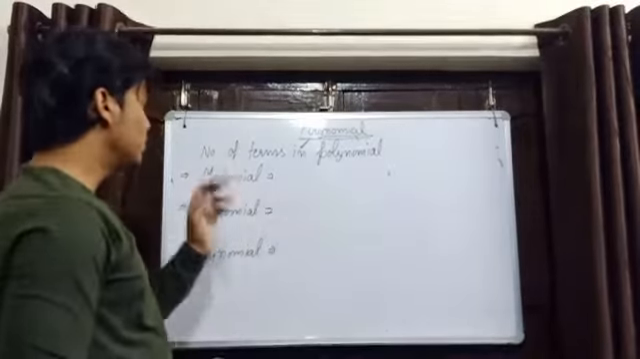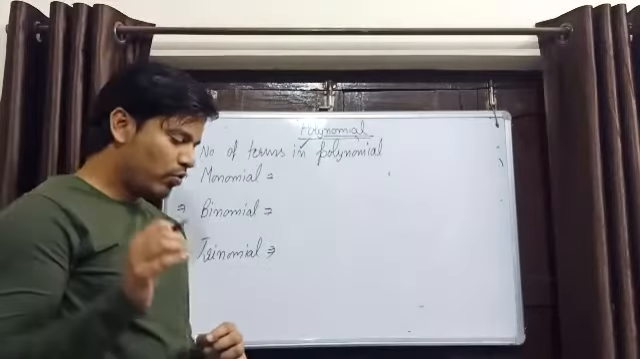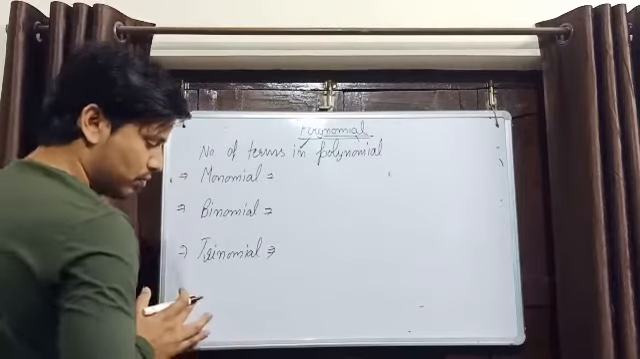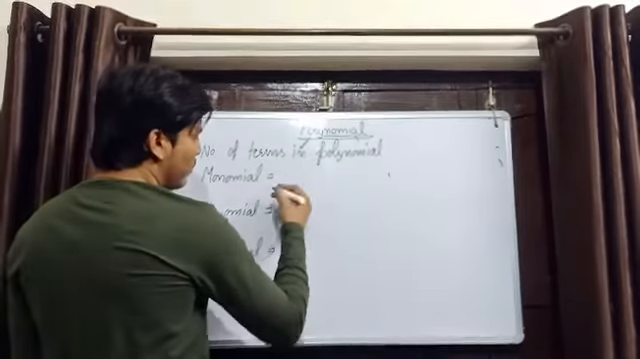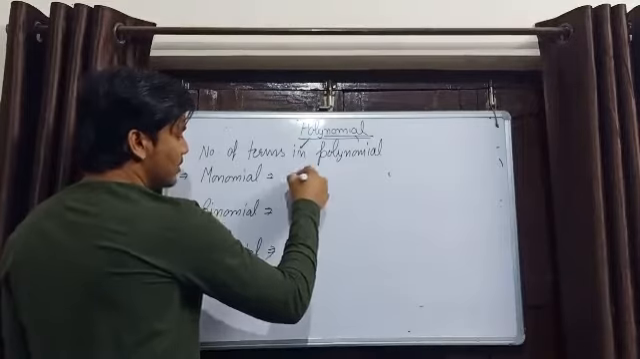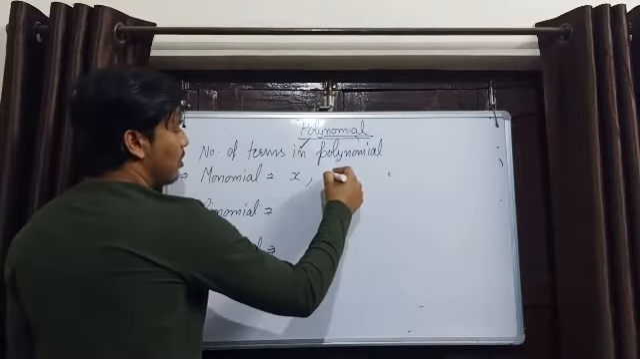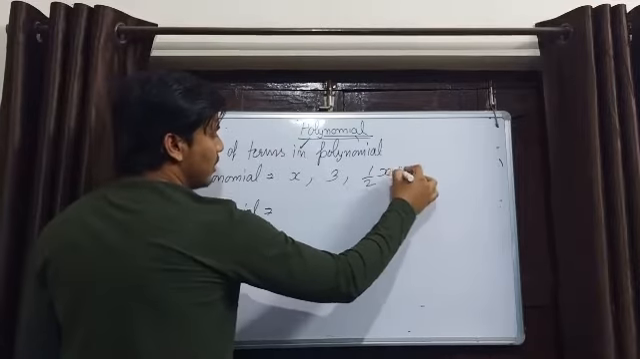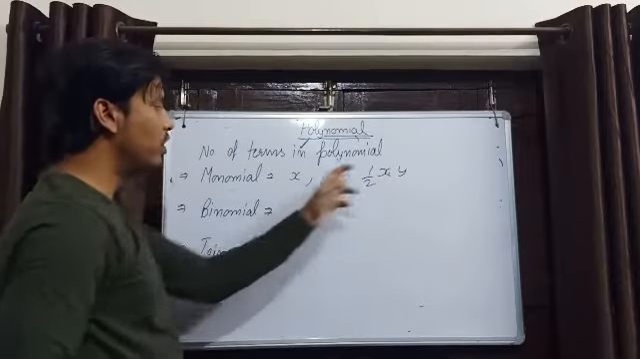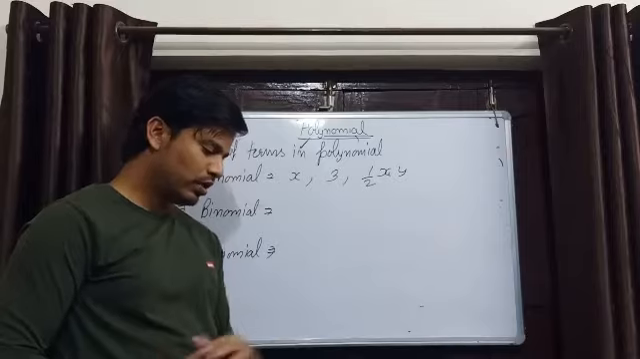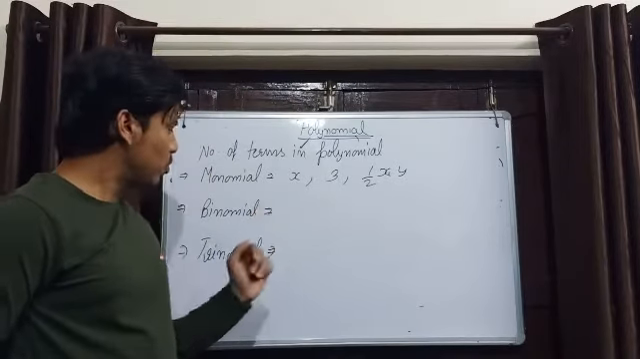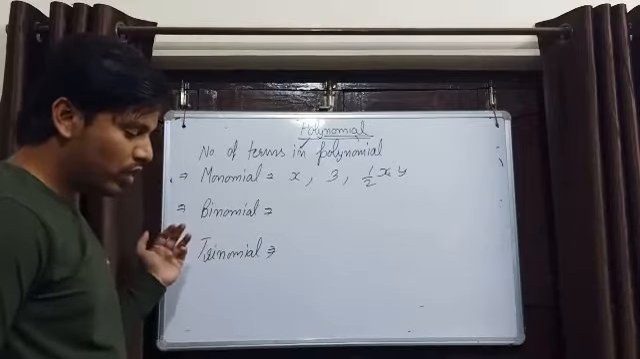Okay, what is monomial? Monomial is only one term is used. Only one term means like x, or 3, or 1 upon 2 xy. These are monomials. Only one term is used. Okay, these are monomials. What is binomial?